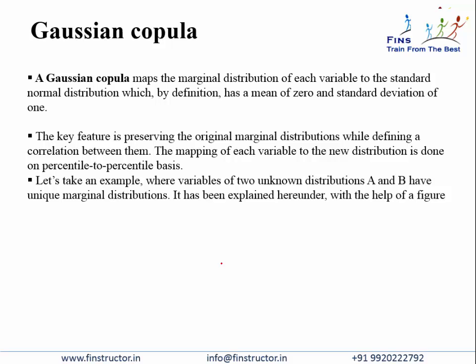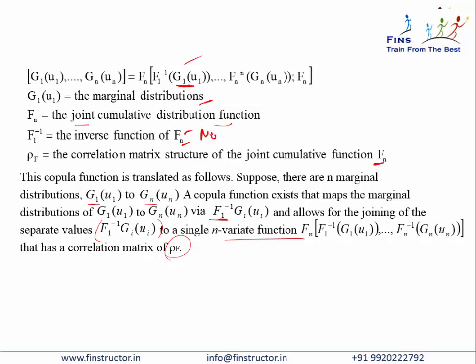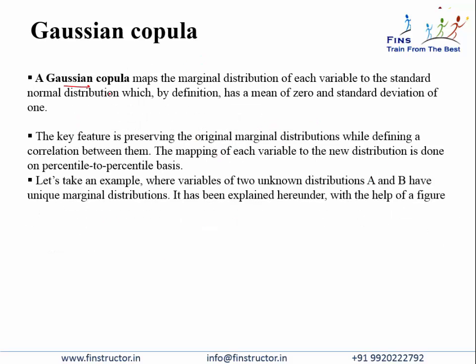So a Gaussian copula is where this F is a normal distribution, basically. A Gaussian copula maps the marginal distribution of each variable to the standard normal distribution, which by definition has a mean of 0 and a standard deviation of 1. The key feature is preserving the original marginal distributions while defining a correlation between them. The mapping of each variable to the new distribution is done on a percentile to percentile basis. We'll explain that with an example.